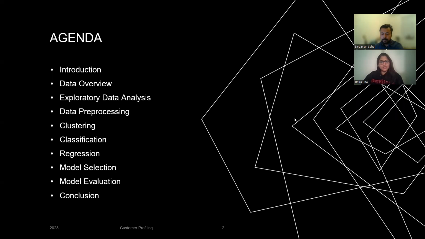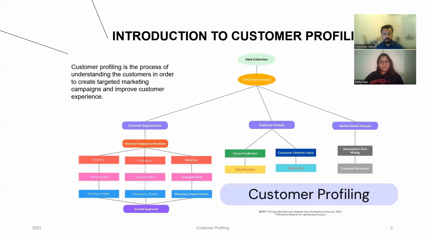Next slide. The topics that we'll cover under this presentation are the introduction of what customer profiling is, data overview, the exploratory data analysis that we conducted, data pre-processing, and then we'll move on to all the modeling steps that we took for clustering, classification, and regression. We'll then move on to selection and evaluation of models and the conclusions that we drew.